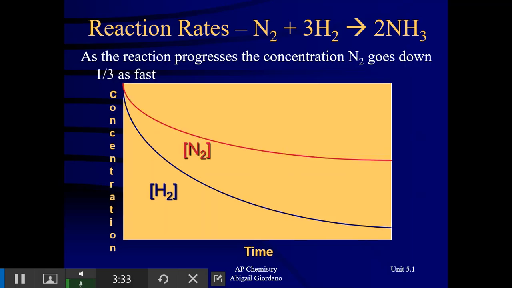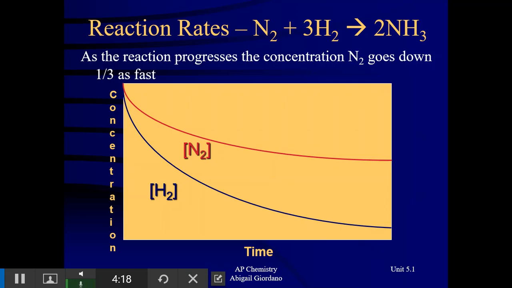Now look at the curve for nitrogen, which is the other reactant. It's a reactant, so it is also decreasing over time, but I want you to notice that it seems to be decreasing not quite as fast as the hydrogen is. It's not being consumed as fast as the hydrogen. And that should make sense to you. Look up at the equation. Nitrogen has a coefficient of 1, hydrogen has a coefficient of 3. Hydrogen will be consumed 3 times faster than the nitrogen will be consumed.